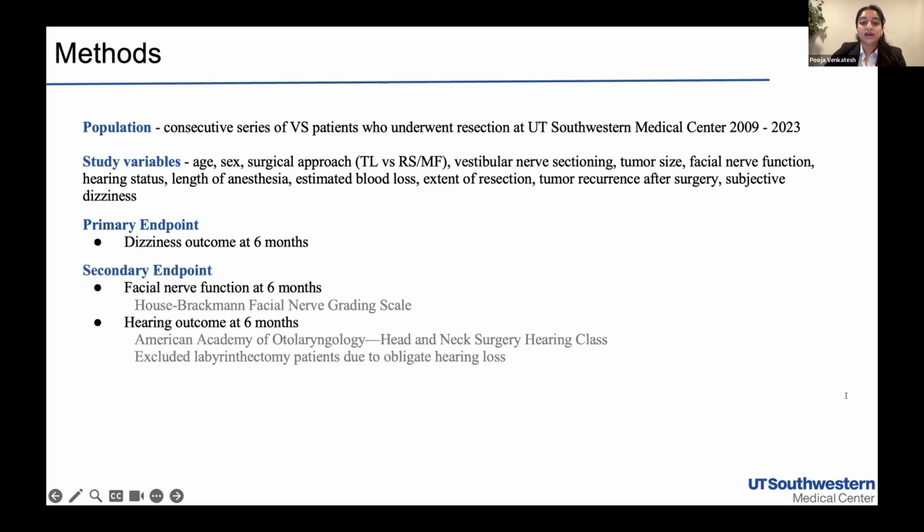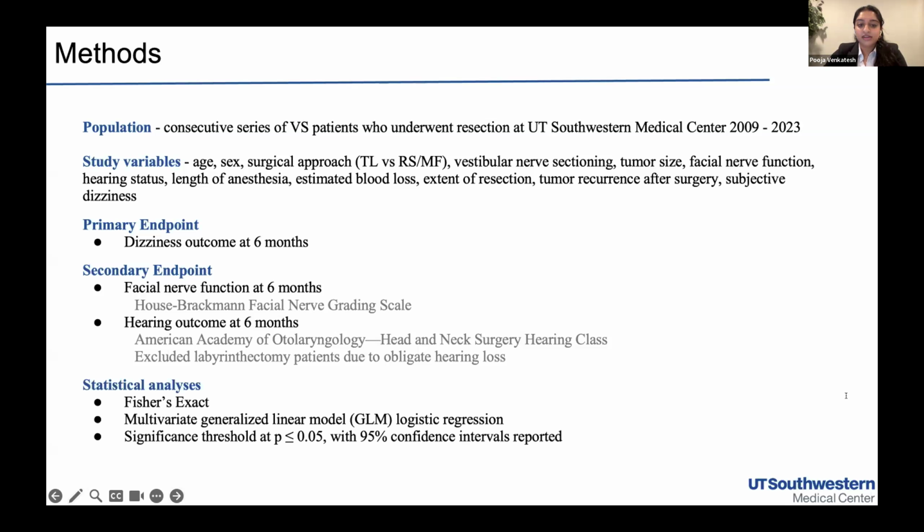Facial nerve and hearing outcomes at 6 months were our secondary endpoints. Facial nerve function was evaluated with the House-Brackmann scale, and hearing outcomes were based on audiological reports following the guidelines set forth by the American Academy of Otolaryngology. Generally, we chose 6 months as the primary endpoint as it optimized subject loss to follow-up, but was more than just what happened in the immediate post-operative setting.